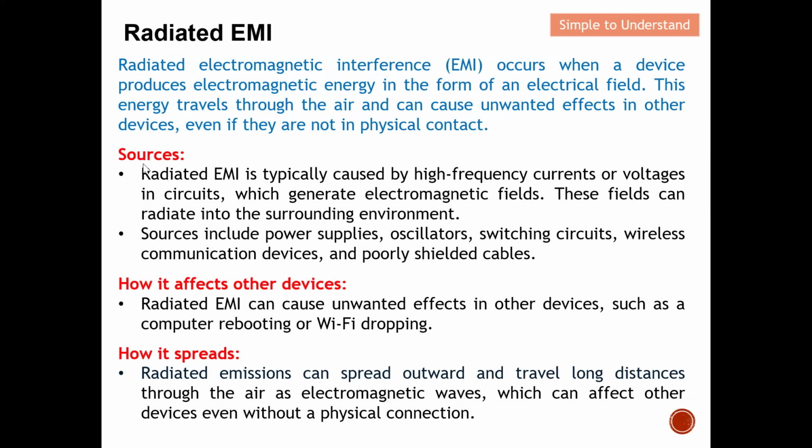Where will be the source? Radiated EMI is typically caused by higher frequency current or voltage in the circuit. Because of high current, high frequency current or voltage, they are more prone to radiate out. Once they are able to radiate out, they will generate an electromagnetic field. This field can radiate into the surrounding environment, and this can become a big issue.